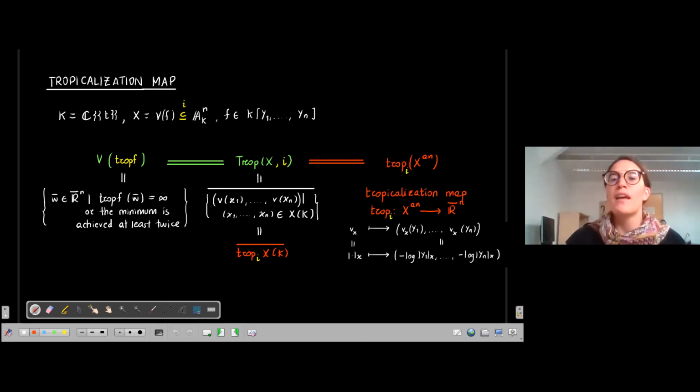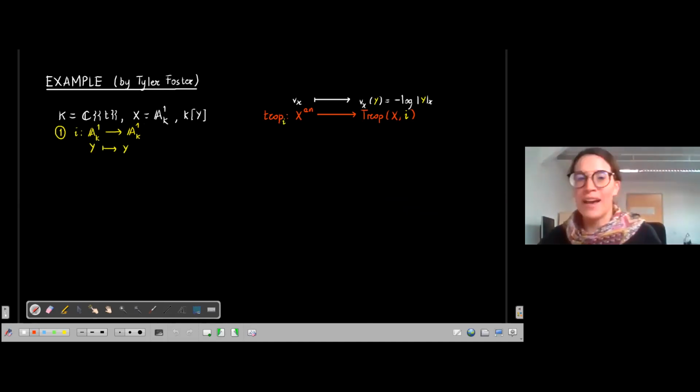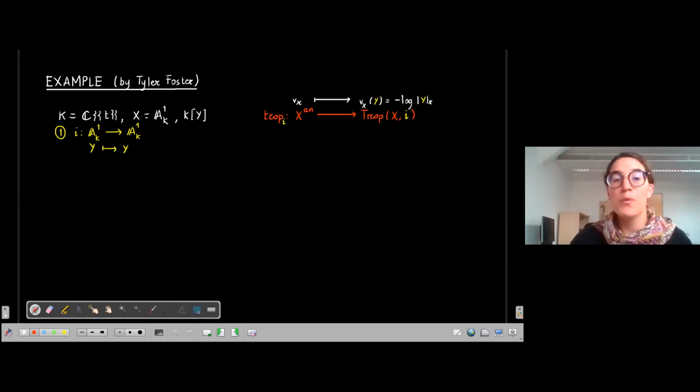So this is the game we want to play today. We want to see what happens when we change the embedding, and we want to study the tropicalization map under different embeddings. I decided to take an example where I think the picture and the ideas are really clear, and I think you will get the main ideas from seeing the details of the example. This is an example that I learned from Tyler Foster, where we consider different embeddings of the affine line.